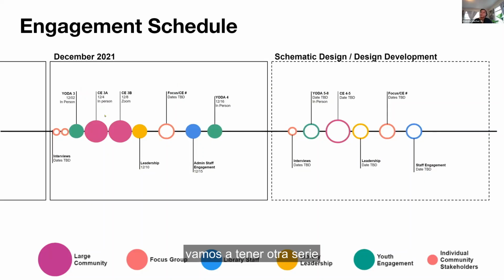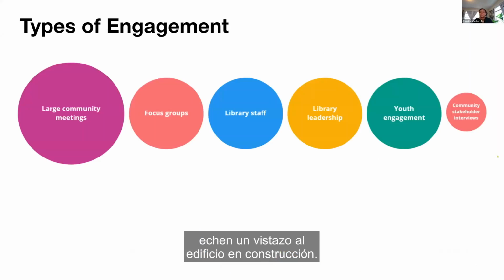And then in December, we're going to have another series of larger community meetings. And all of these series of meetings that we're doing with library staff, with stakeholders, with community members is going to happen all the way through schematic design and design development. And we'll even have some opportunities for folks to take early looks at the building in construction.